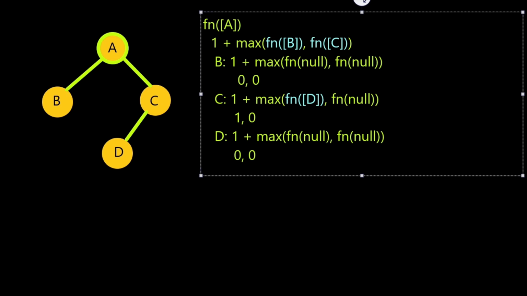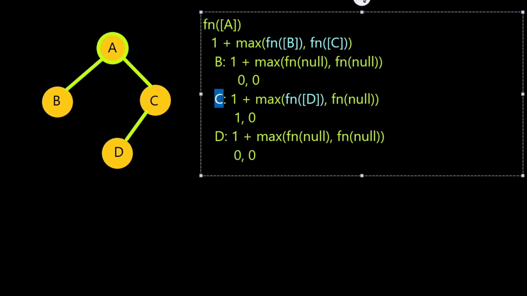How do we get that? Okay, so when we hit D, we make calls on the children, the left and right of D. They're going to return 0. And so these values are going to be 0. The max of 0 and 0 is 0 plus 1. It's going to be 1, right?